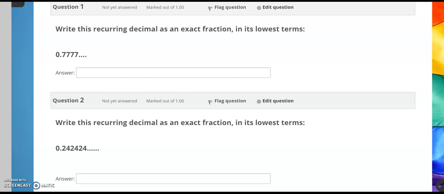Progress check 1, number for GCSE higher tier. Question number 1. Write this recurring decimal as an exact fraction in its lowest terms.